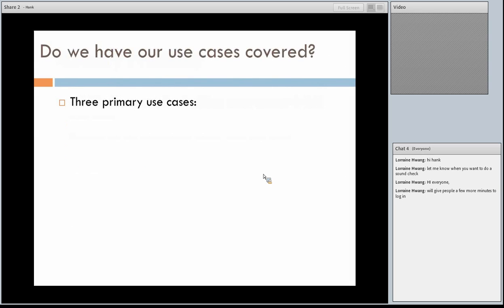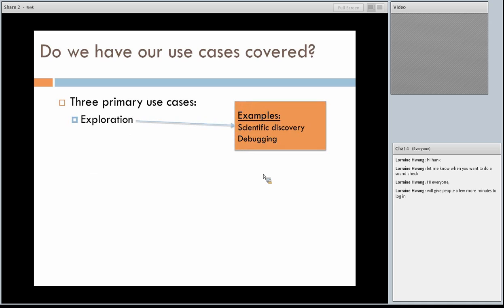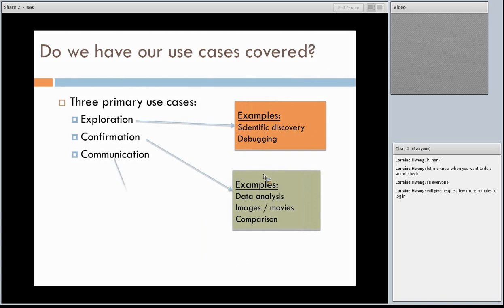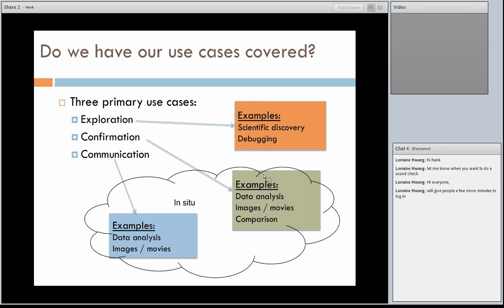And so I mentioned at the beginning of the talk that we had three primary use cases: exploration, confirmation, and communication. And so I would argue that, as a rule of thumb, confirmation and communication are things that can be done in situ. You know what you want to do a priori, you can program them in, and you can carry them out in situ. But with exploration, it's a lot harder.